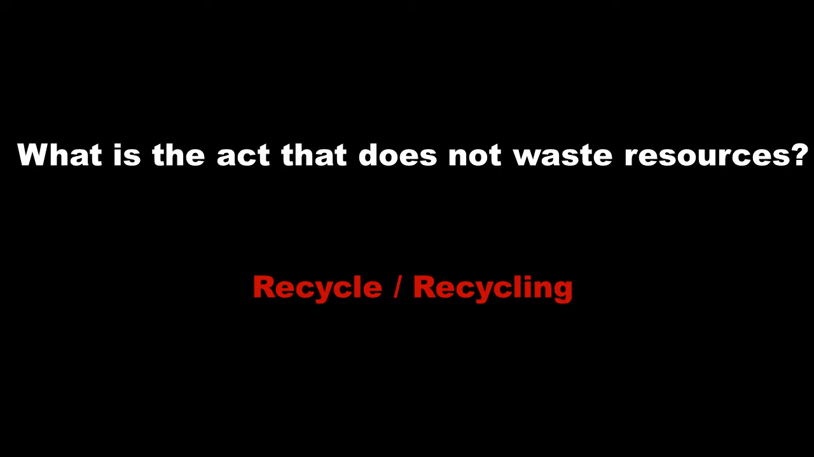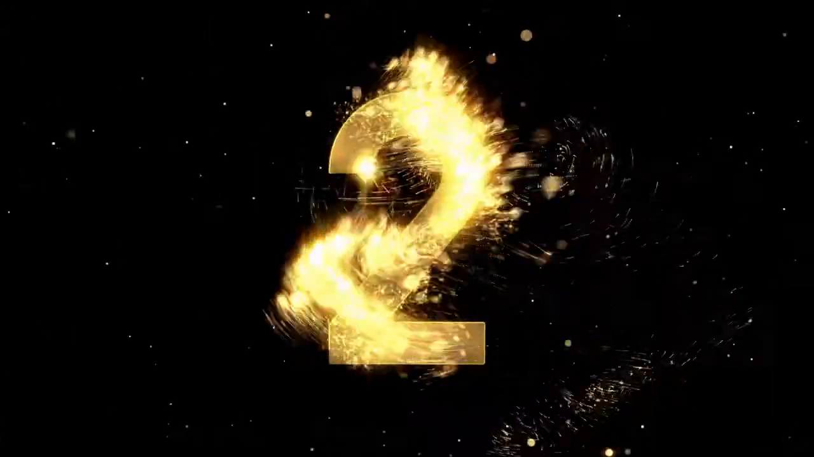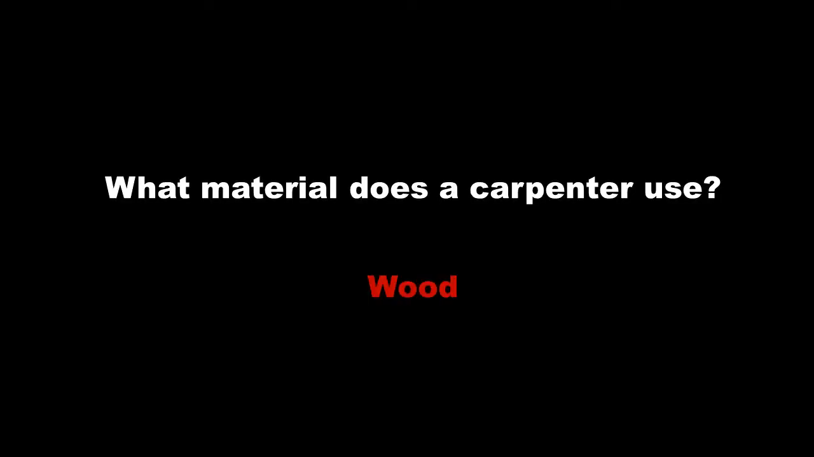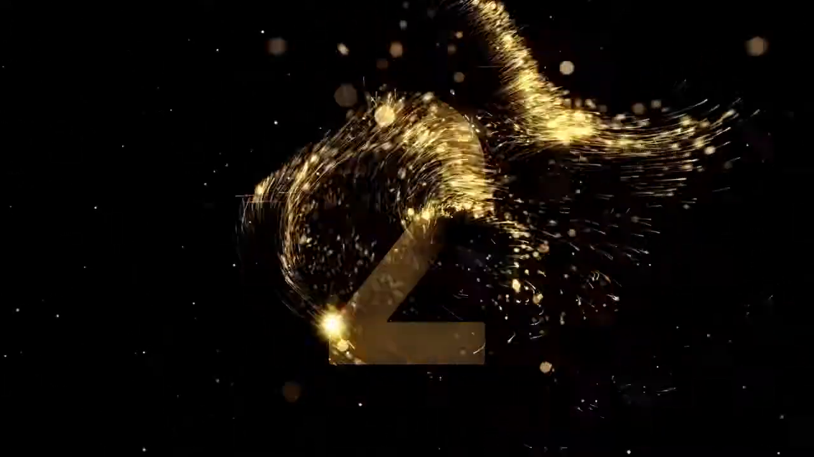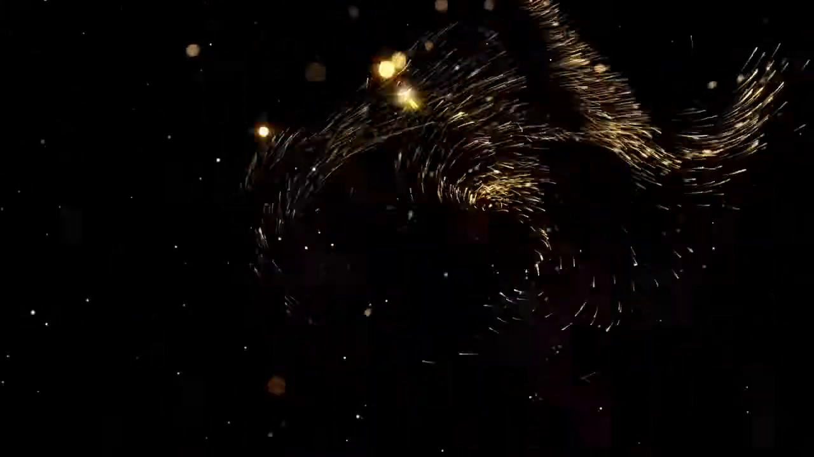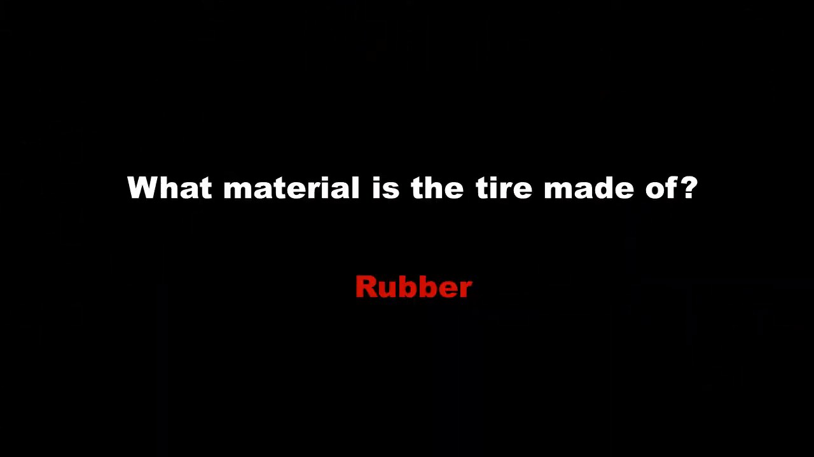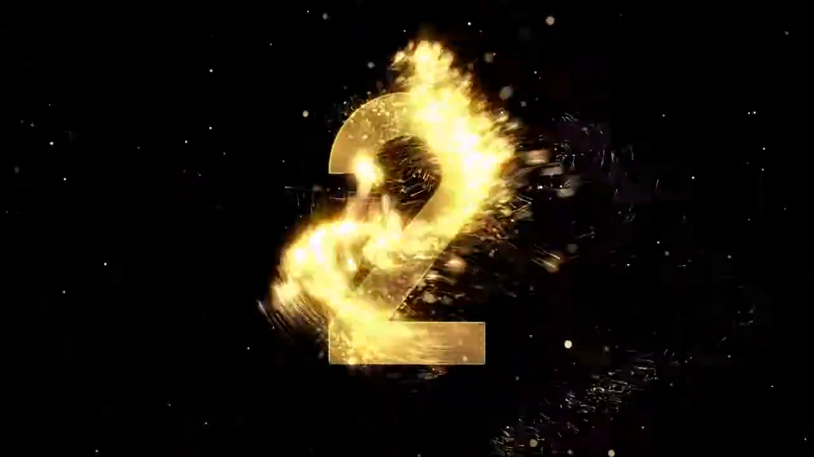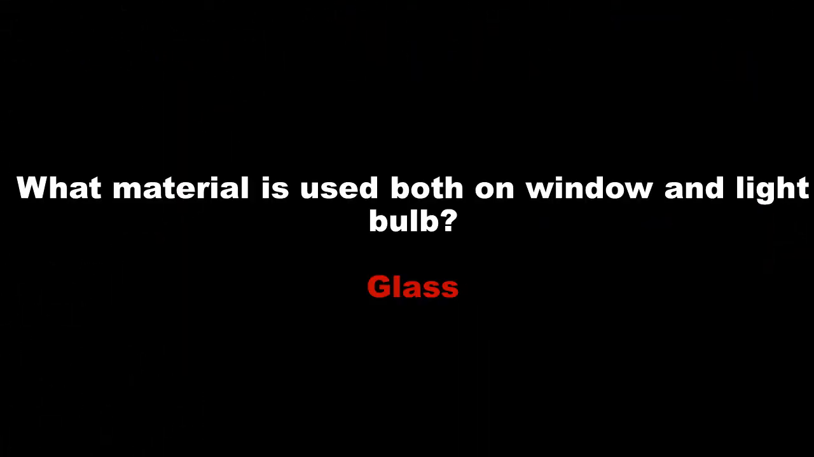What is the act that does not waste resources? Recycle or recycling. What material does a carpenter use? Wood. What is the collection of maps called? Atlas. What material is the tire made of? Rubber. What material is used both on window and light bulb? Glass.